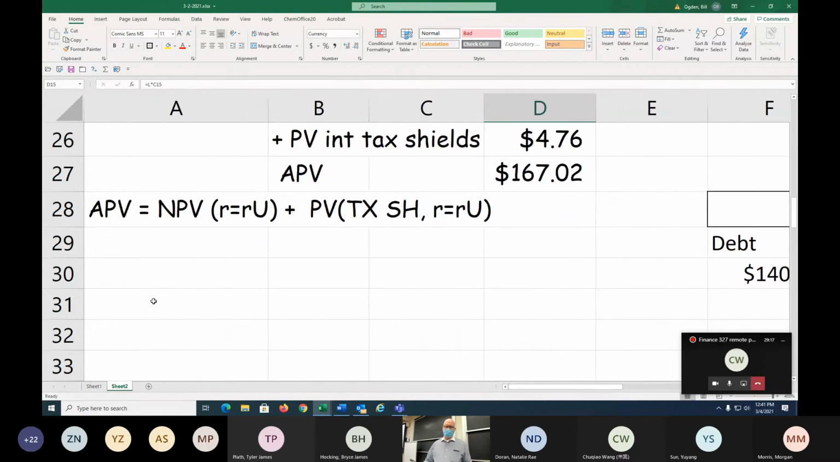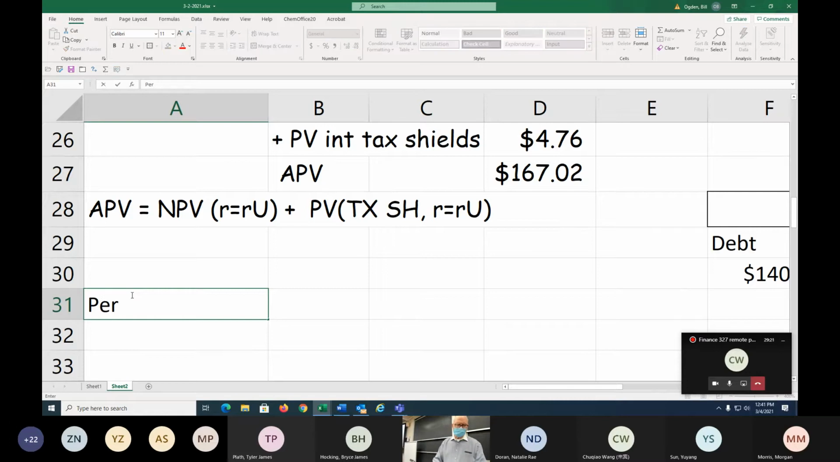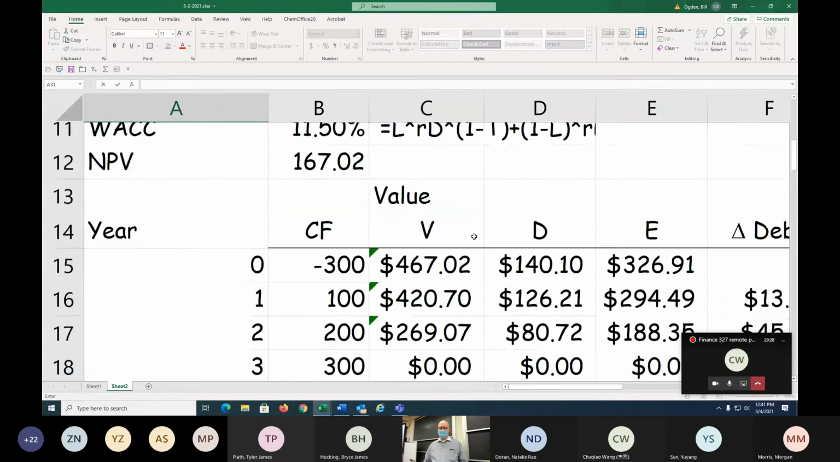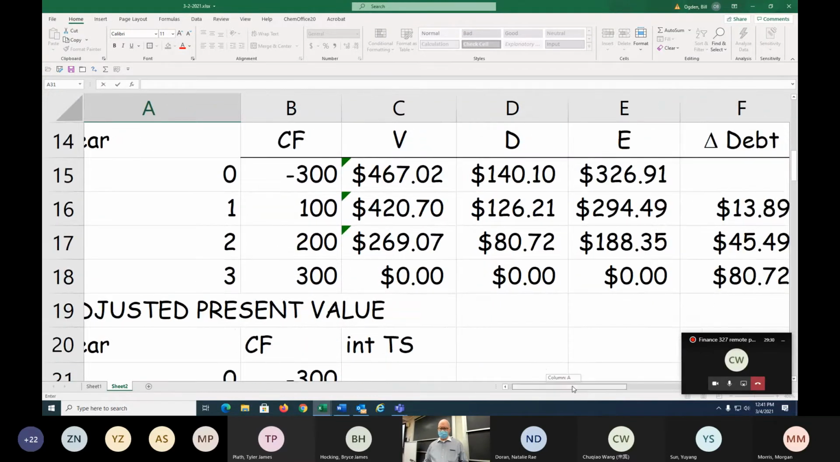Let's work with perpetual cash flows. Oh, sorry. Not quite ready for that. Let's go back up a minute. Let's see some neat stuff. All right, let's go all the way to the edge.